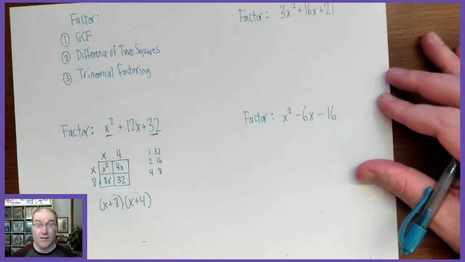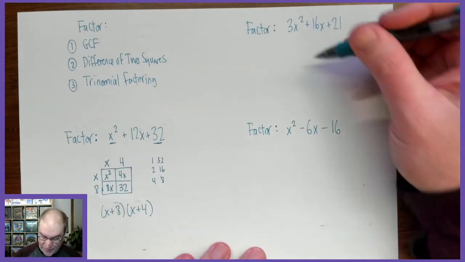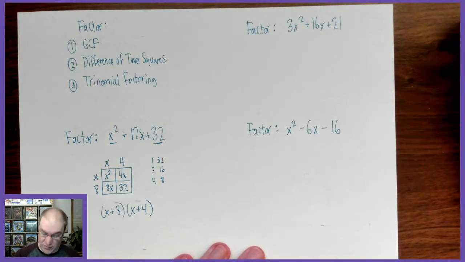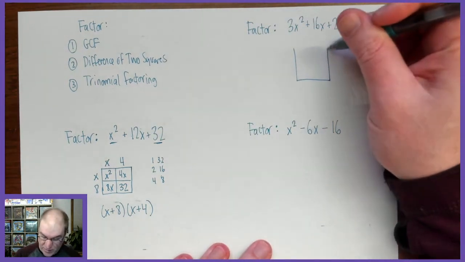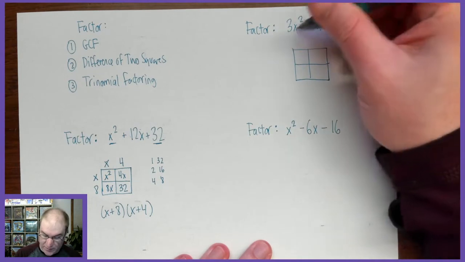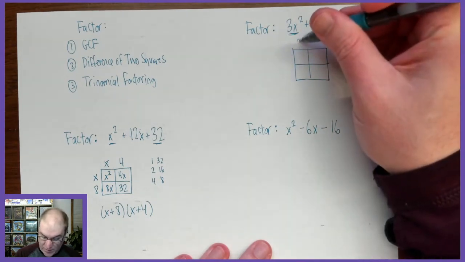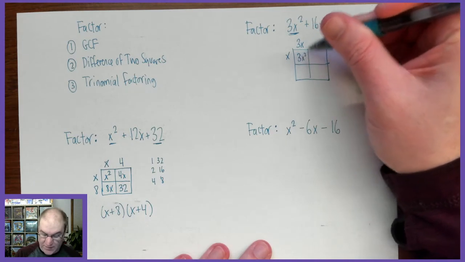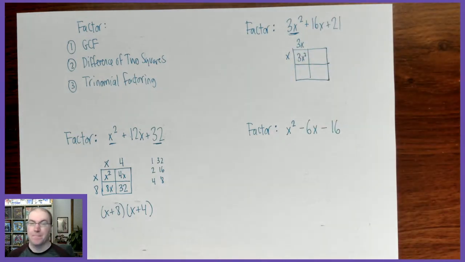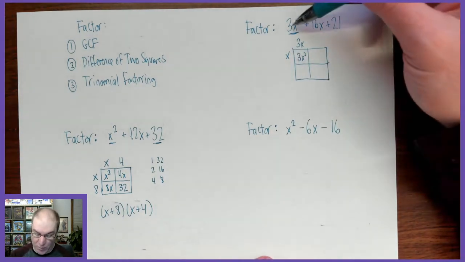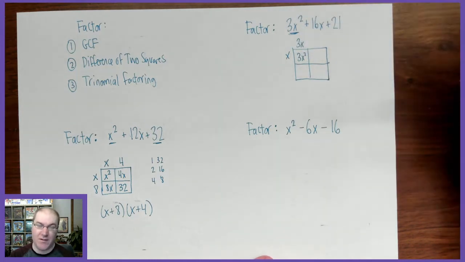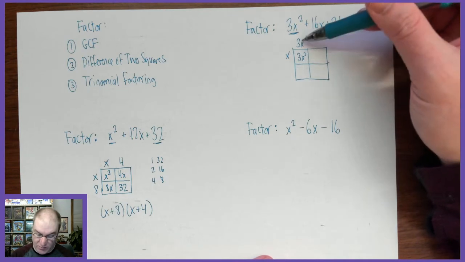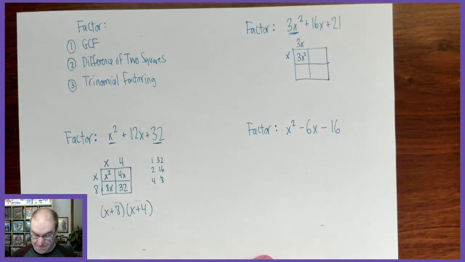So let's try another one. Let's factor this. We already know that it's not GCF and it's not difference of two squares. So let's do a box method here. Let's start with this term, 3x squared. The only way to multiply to get 3x squared is to do 3x times x, right? I know you're thinking maybe 1.5 and 1.5, but those actually would multiply to 2.25, right? So the only way to multiply to get 3x squared is 3x and x.